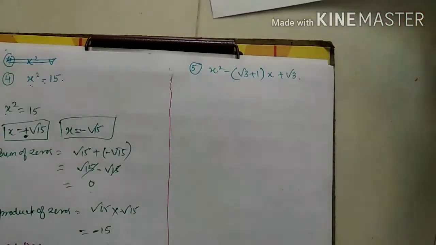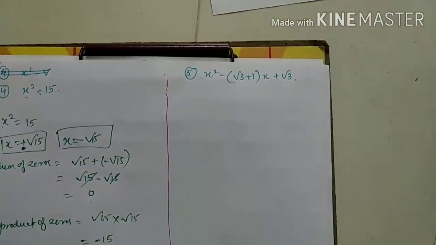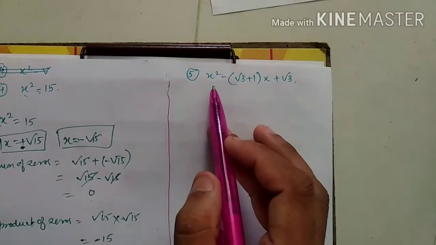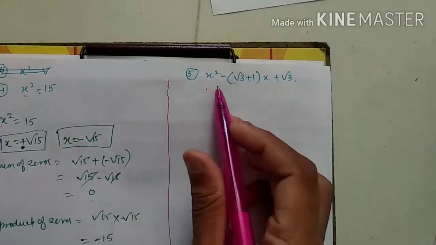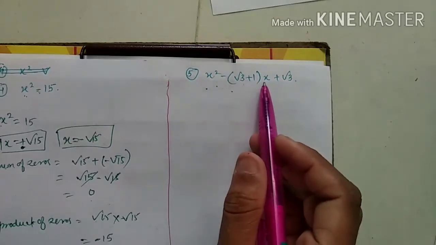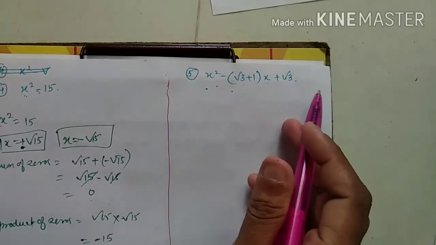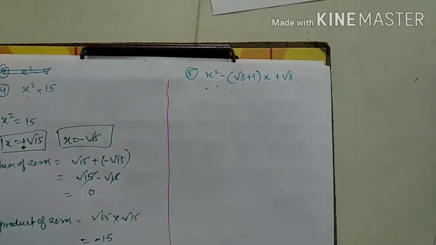After that you have to do the homework questions. I will tell you which questions you have to try. Last question of this exercise, question number 1's last question. Okay: x square minus (root 3 plus 1) x plus root 3. Just understand how this question can be solved. Anyone, just try by yourself. If you are not getting it, I will solve it, but try it.